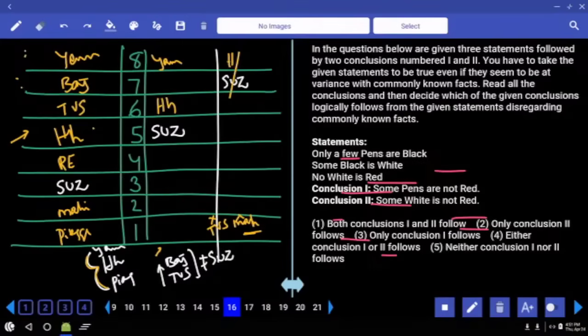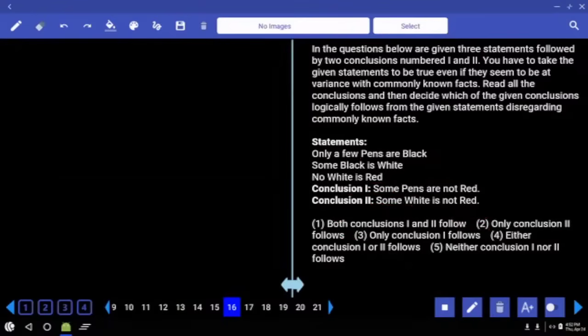Then question numbers 16 onwards. Now 16 onwards, first or the second priority, and definitely under the first priority. How many questions were given? 3 questions. Yes, 3 questions. Now 16 to 18 are the 3 questions we have, and only a few pens are black. Only some of the pens are black, but not all.